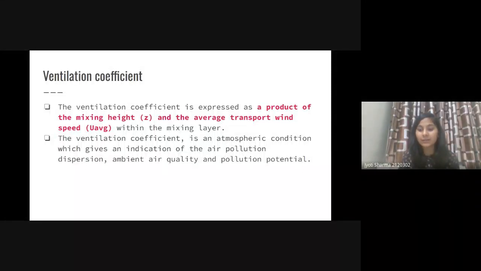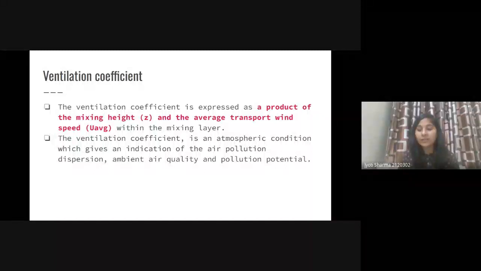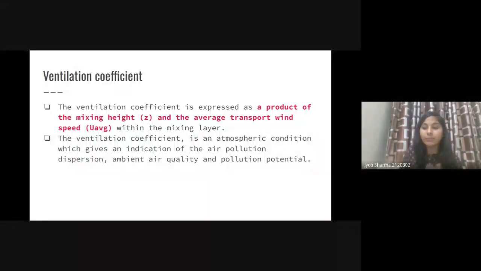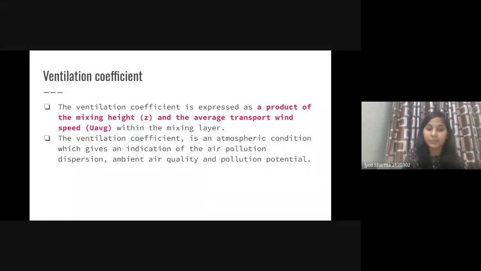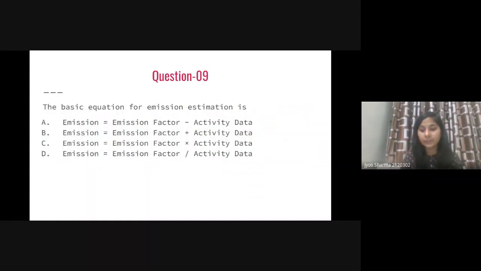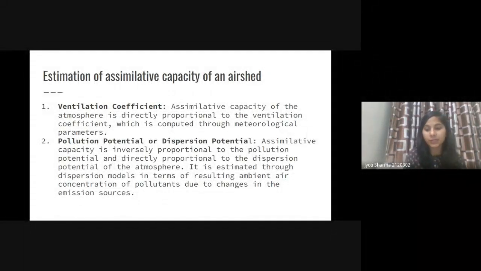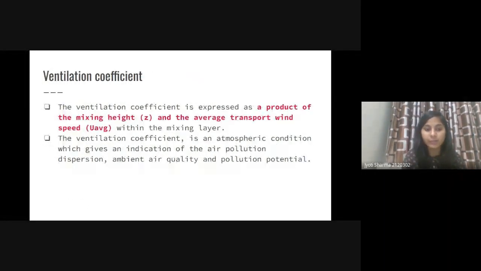This acts only as an indicator of air pollution dispersion. Whether your air pollution will disperse or not will depend on your ventilation coefficient value. But this is just an indication. It will not tell more about the assimilative capacity. But the other things that we had, for example the pollution potential and the dispersion potential that we can estimate from the model, will give you a very true idea about the assimilative capacity. Ventilation coefficient is just the indicator of it, not giving you the true values.